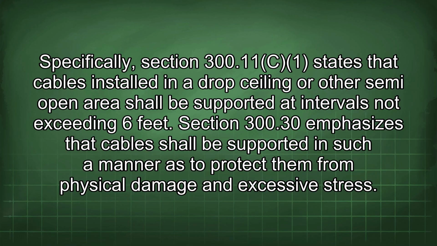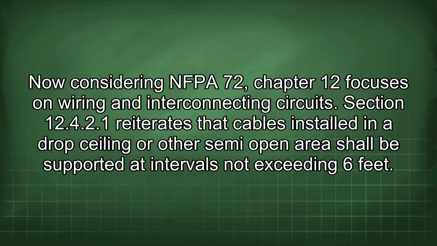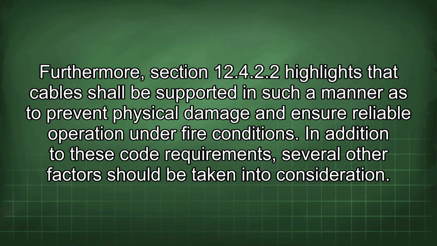Section 300.30 emphasizes that cables shall be supported in such a manner as to protect them from physical damage and excessive stress. Now considering NFPA 72, Chapter 12 focuses on wiring and interconnecting circuits. Section 12.4.2.1 reiterates that cables installed in a drop ceiling or other semi-open area shall be supported at intervals not exceeding 6 feet. Furthermore, Section 12.4.2.2 highlights that cables shall be supported in such a manner as to prevent physical damage and ensure reliable operation under fire conditions.